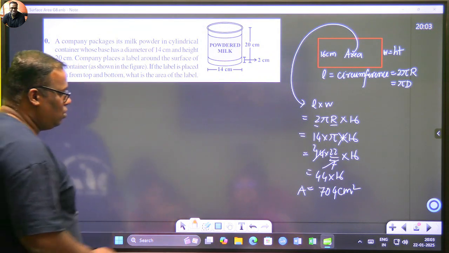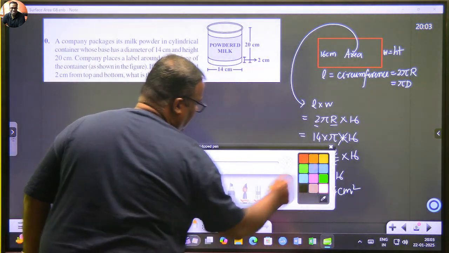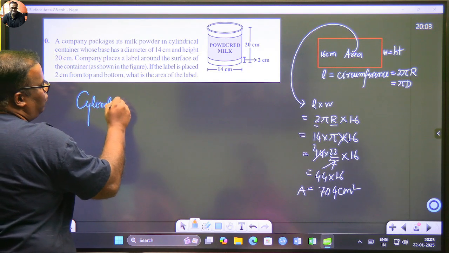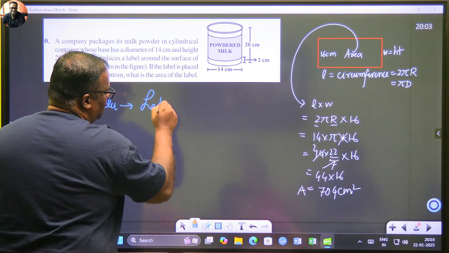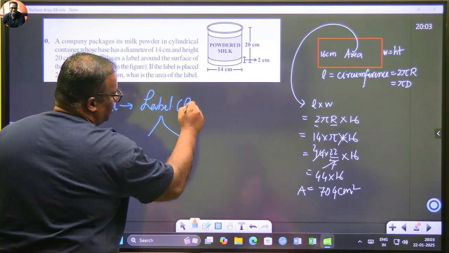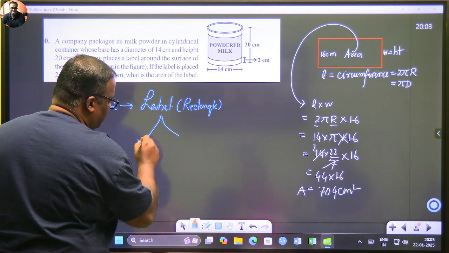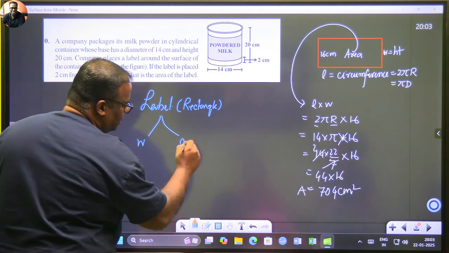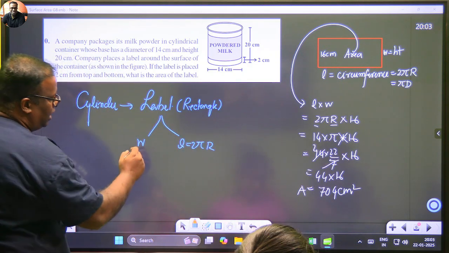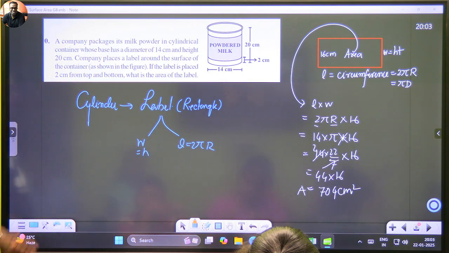So based on all these problems, we have understood one thing. What is the takeaway? Takeaway is if I have a cylinder and if I anytime get a label, then please understand the label will always be in the shape of a rectangle, and the rectangle will have a width and will have a length. The length is always equal to the circumference of the cylinder and the width is equal to the height of the cylinder for the label.